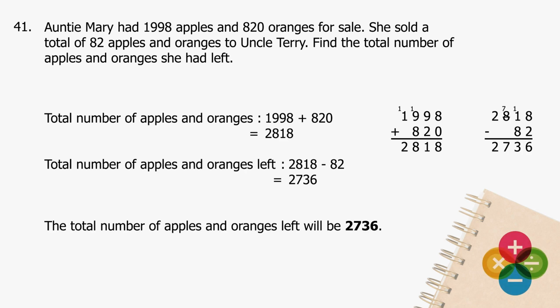The total number of apples and oranges will be, add 1,998 to 820, and the sum is 2,818. The total number of apples and oranges left will be, subtract 82 from 2,818, and the difference is 2,736. The total number of apples and oranges left will be 2,736.